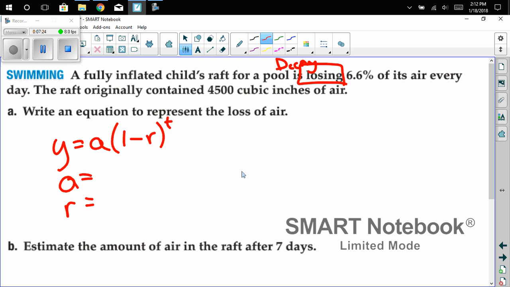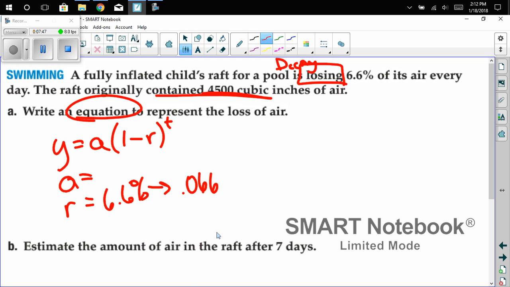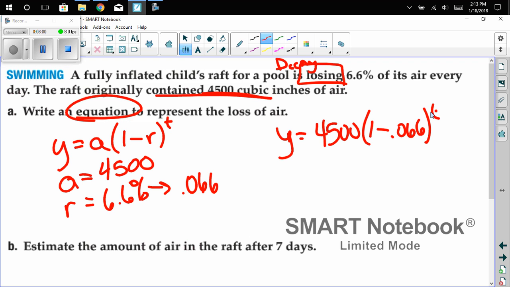Again, it says equation to represent the loss of air. So since we're writing an equation, t is just going to stay as t. The rate is 6.6%. Now remember, that's a percent. We need to change it to a decimal, so it's 0.066. And the raft originally contained 4,500 cubic inches, so a is going to be 4,500. So we get y equals 4,500 times (1 minus 0.066) to the t.